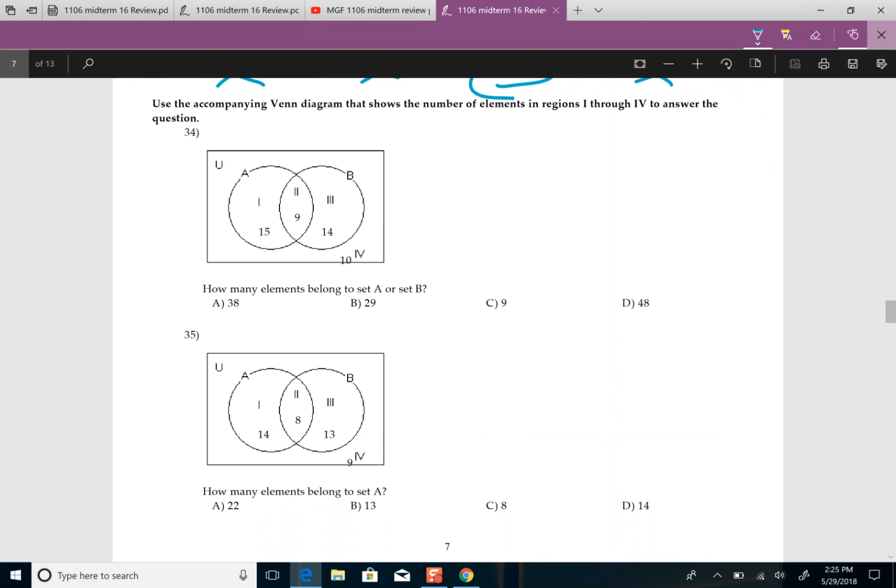Number 34 says use the Venn diagram that shows the number of elements in the regions to answer the question. So I want to say how many elements belong to set A or set B. So that means I want to add these three numbers. So I have 15, I have 9, and I have 14. And because I messed it up earlier, let's jump right to my calculator and say that gives me 38.